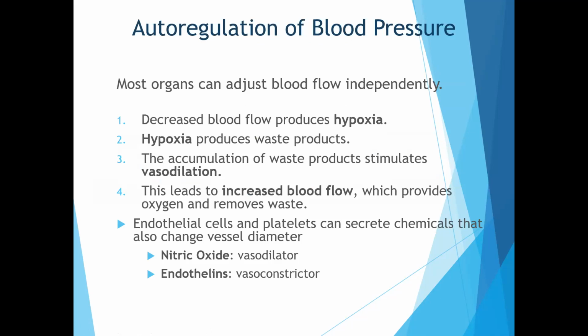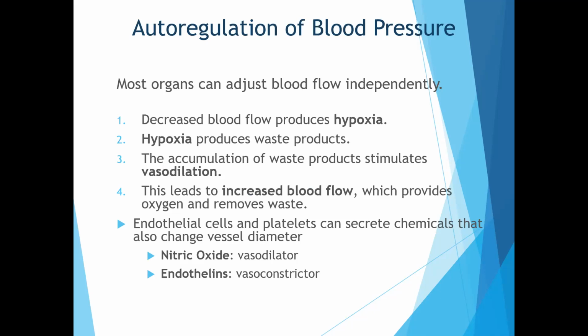Okay, talking about the regulation of our blood pressure, again, not something that we make a conscious effort. Oh, my blood pressure's high, let's lower it. This is something that the body does, again, with the autonomic nervous system. So decreased blood flow is going to produce hypoxia, meaning we don't have enough oxygen. Hypoxia produces waste products, and then the accumulation of that waste is going to stimulate vasodilation. So remember, vasodilation, vessel gets bigger, we get more blood flow, more oxygen, we can remove those wastes.